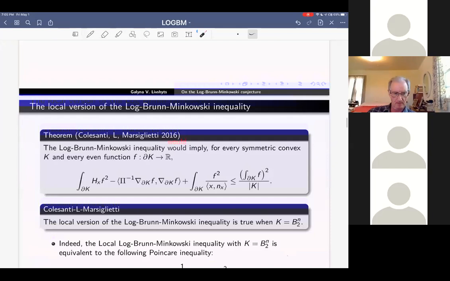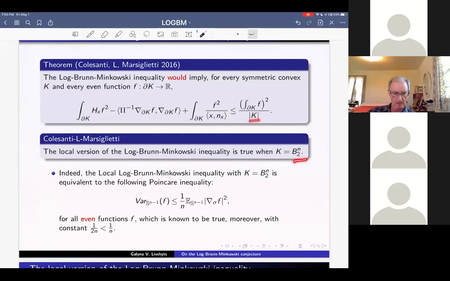And note that if, again, we let our convex body K be a ball, then this rewrites again as a Poincaré inequality, but now not with a constant 1 over n minus 1, as it was before, you remember, but now with a constant 1 over n. Now, the Poincaré inequality on the sphere, of course, is not true with a constant 1 over n, because 1 over n minus 1 is sharp. But for even functions f, if we assume the symmetry, it is true, and moreover, it's true with a constant 1 over 2n, because the second eigenvalue of the Laplacian is 2n. So definitely if it's true with 1 over 2n, of course it's true with 1 over n.